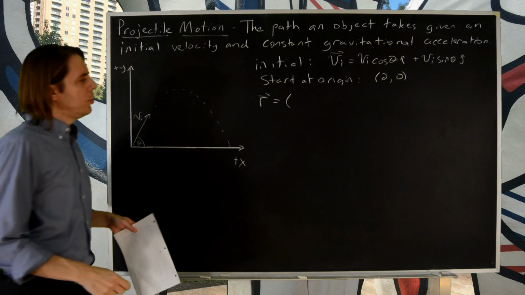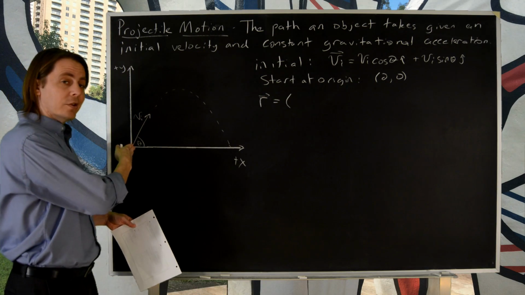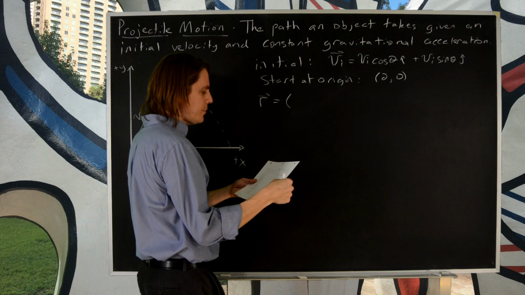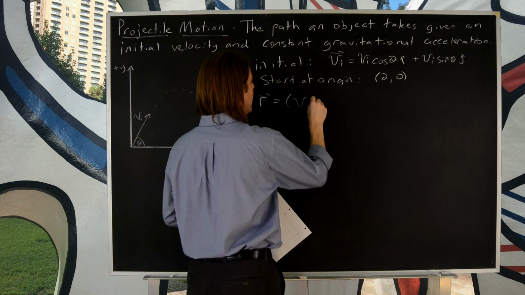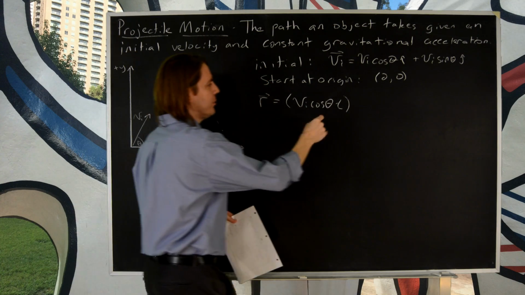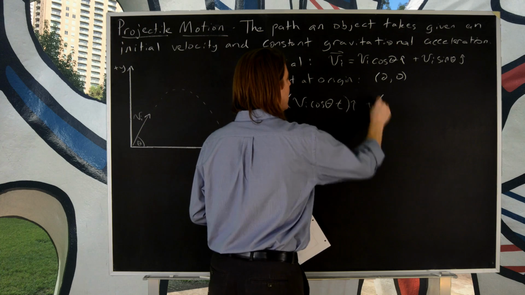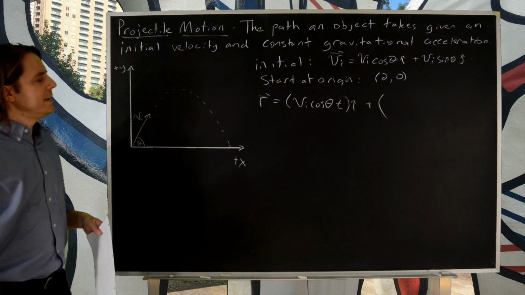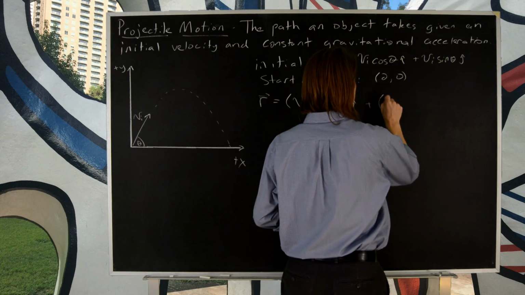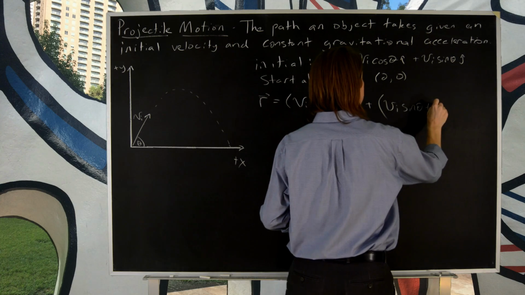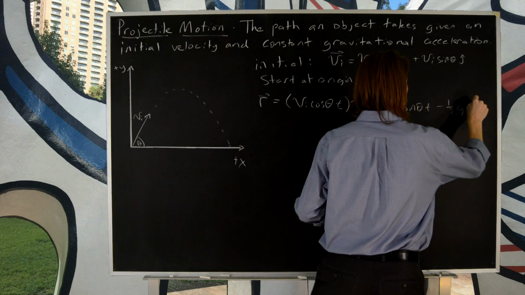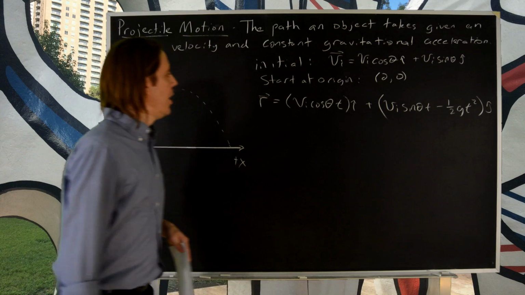So let's think about our 1D kinematics for x. X initial is 0, Vx initial is right here, so we could say Vi cosine theta t, and then the acceleration of the x is 0, so that's really the whole thing, times i hat. And now we want to write the 1D kinematics for y. Y initial is 0. The velocity is vi sine theta t. And then we have the acceleration of the y, minus 1/2 gt squared, times j hat. There we go.